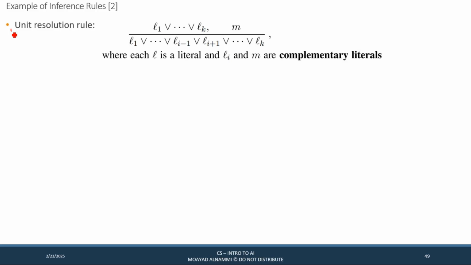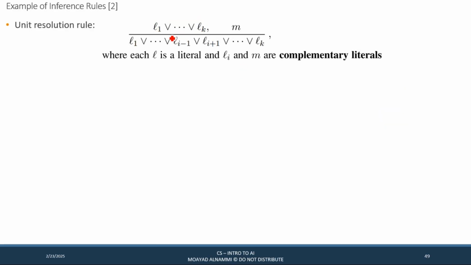Another very powerful rule, which is the unit resolution rule. If you have a sentence that is a disjunction of literals, right? And by literal in propositional logic, it consists of a symbol like P, and this symbol may be what we call a positive literal, like P here is a positive literal because it doesn't contain a negation. But if we said not P, this would be a negative literal. So the literals that you see here, L1 to LK, they are either a symbol or a negation of a symbol.